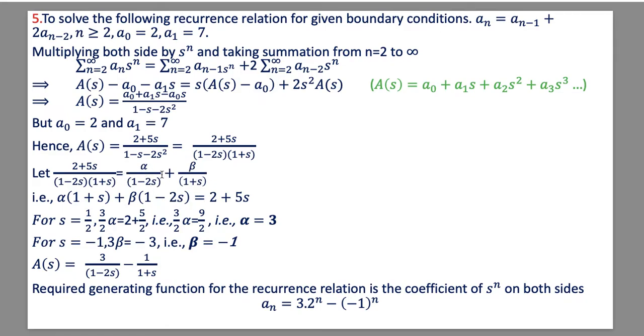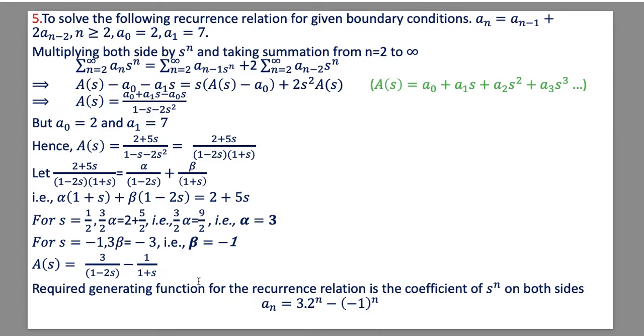So alpha into 1 plus s, beta into 1 minus 2s, and in the denominator we have the same terms, so I have written directly alpha into 1 plus s plus beta into 1 minus 2s equal to 2 plus 5s. Now to find the value of alpha, we will put 1 minus 2s equal to 0, means s equal to half. To find the value of beta, we put 1 plus s equal to 0, means s equal to minus 1. For s equal to 1 upon 2, we get alpha equal to 3. For s equal to minus 1, we get beta equal to minus 3. It means generating function As is equal to 3 upon 1 minus 2s minus 3 upon 1 plus s. So I have written the solution of the given recurrence relation directly.